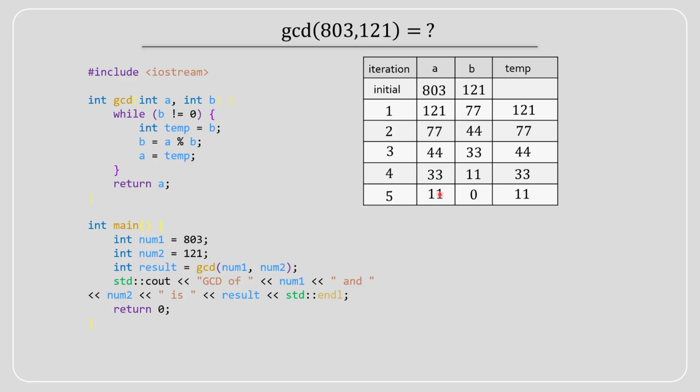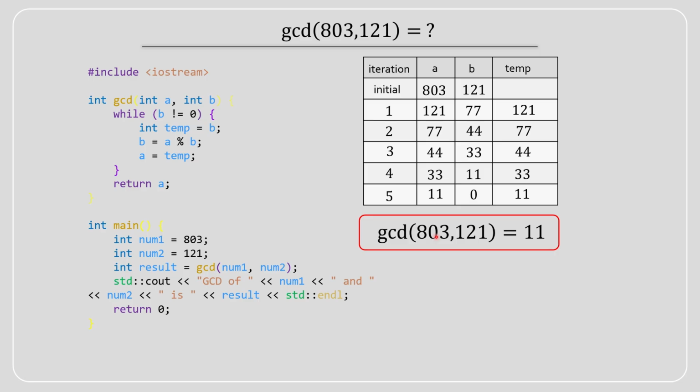When you get a 0, you know that your answer is this 11. So basically, the greatest common divisor between these two numbers is 11. And this is the C++ interpretation.